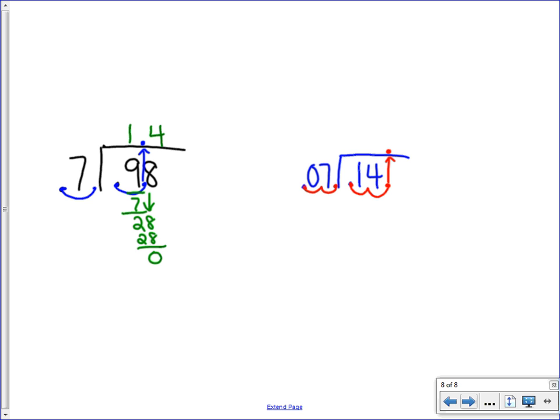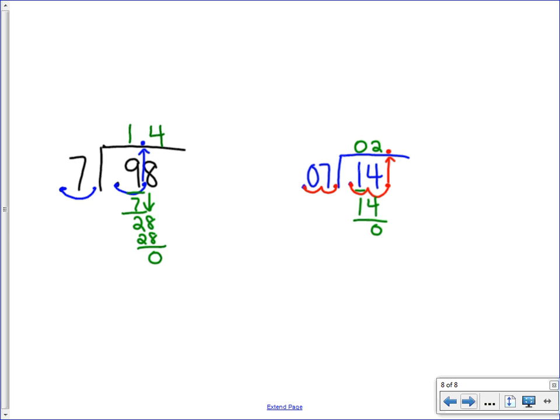And now just go back and divide. 7 divided by 1, can't do that. But by 14, yes, twice. Subtract and it's even. I'm done with bringing down. My answer is 2. The decimal's on the right of the 2, so that's really just a whole 2.